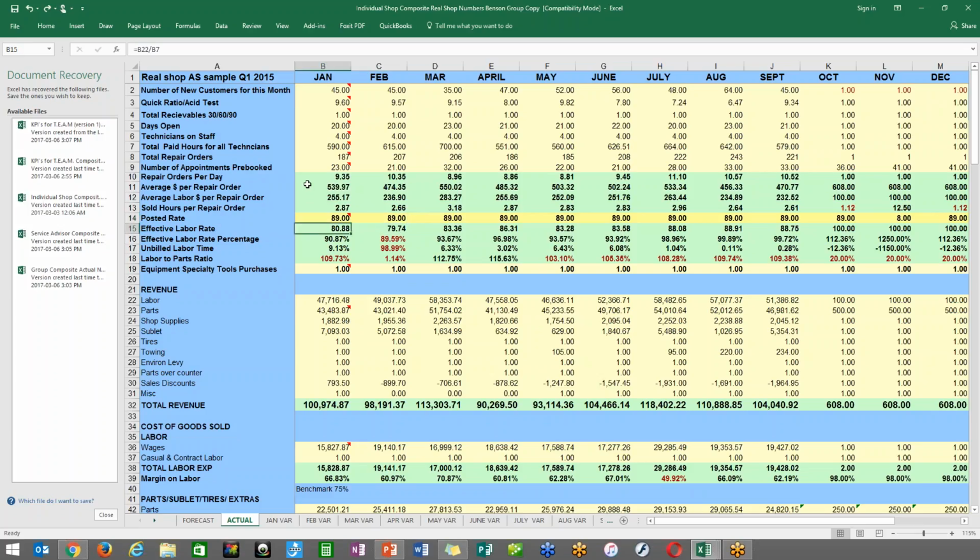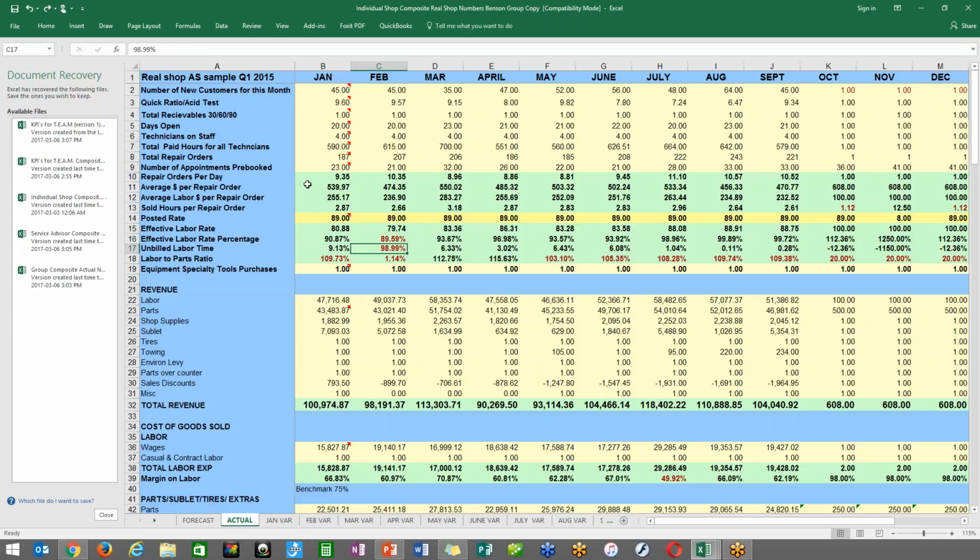Effective labor rate. He collected $80 compared to 89 here, 79 compared to 89, 83 compared to 89. And by the way, this shop is not in the San Francisco area. I'd like to make that clear. I did have shops in the San Francisco area. He was very much closer to the Nevada border. And so if he was in San Francisco, of course, these labor rates would be higher, but his rent would be higher and his cost of technicians would be higher, etc.